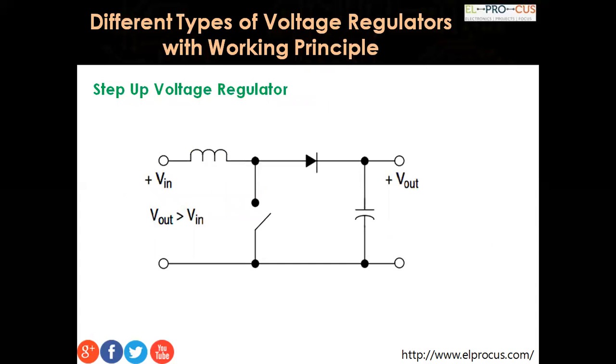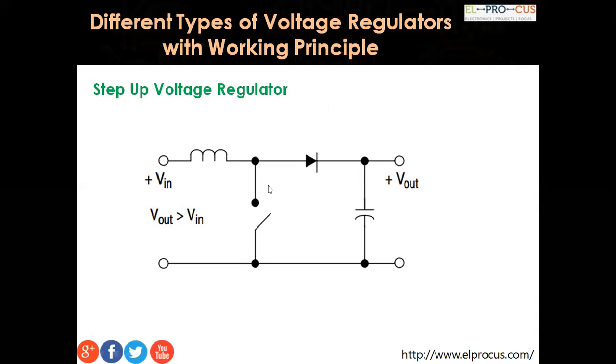If you see, this is the circuit diagram for the step up voltage regulator. Here we are using the inductor, which will increase the output voltage so that it has a higher amplitude with respect to the input voltage. So we can say it is a step up voltage regulator, or we can say it is a boost voltage regulator, because it is giving us a higher amount of output voltage. Here we are using the inductor.